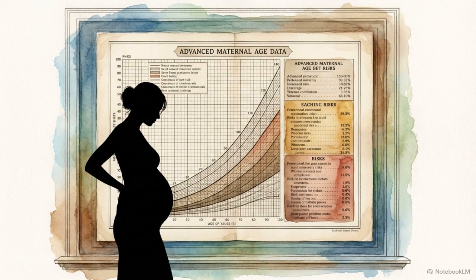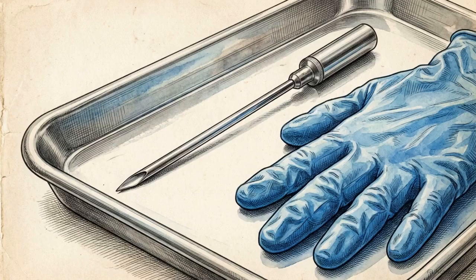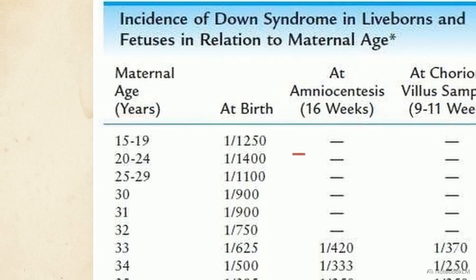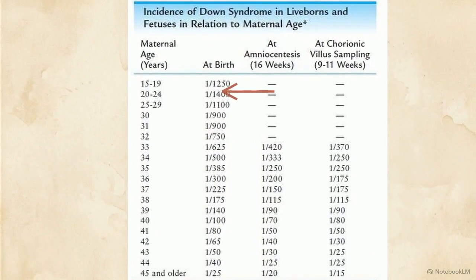When non-invasive screens detect anomalies, or when demographic risk factors are present, the clinical pathway shifts. Doctors move to invasive sampling techniques to secure actual fetal DNA for direct analysis. This chart tracks the incidence of Down syndrome in liveborns based on maternal age. The risk curve accelerates sharply, jumping from 1 in 1,400 at age 20 to 1 in 100 by age 40.